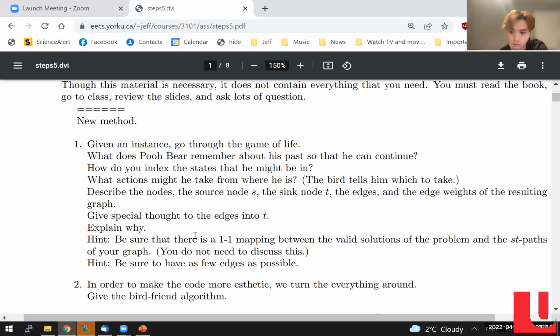Yeah. Every solution gives you a path. Similarly, every path gives you a solution. And their costs are the same.